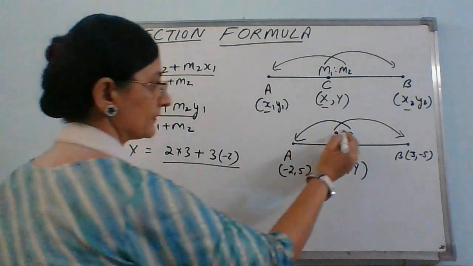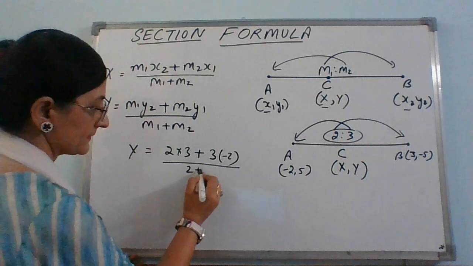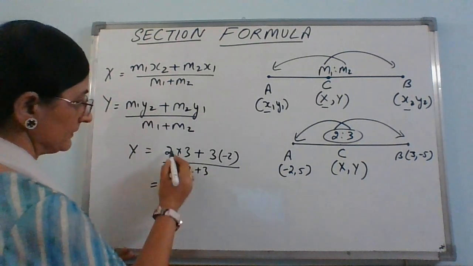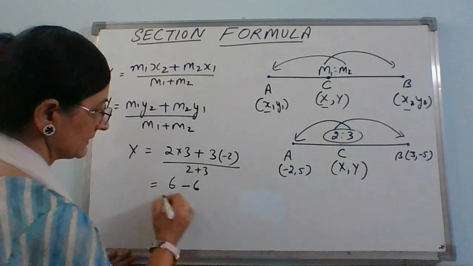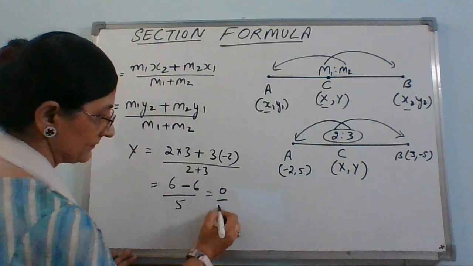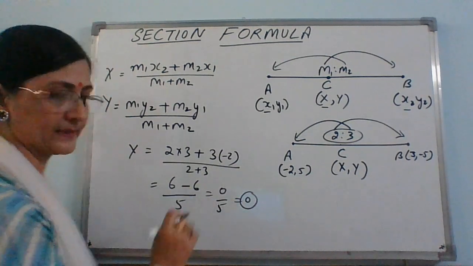So upon the sum of the ratio, इसका sum 2 plus 3 that is 5. So here the answer will be 3 2s are 6 upon 5, and that is 0 by 5, that is 0. So आपको x मिल गया, that is 0.